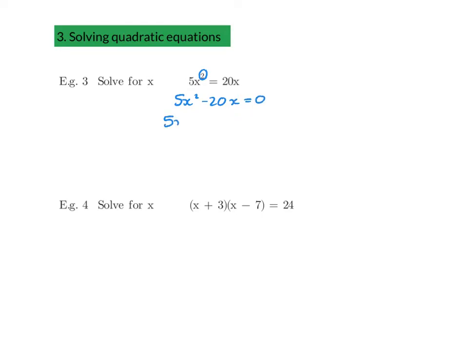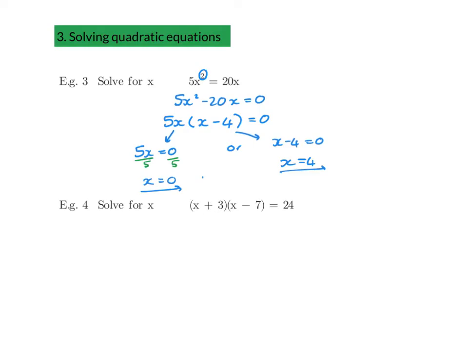This one I've got a common factor of 5x, so 5x times x minus 4 is equal to 0. So I get two solutions. 5x is 0, or my other solution, x minus 4 is 0. So now if I divide both of these by 5, I get x is 0. And here, if I add 4 to both sides, I get x is 4. So my two solutions are x is 0 or x is 4.